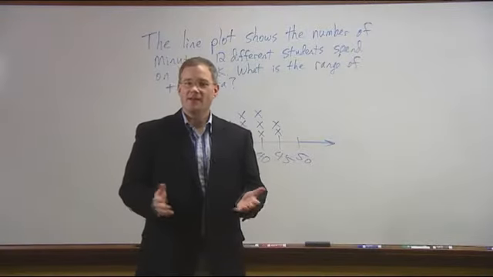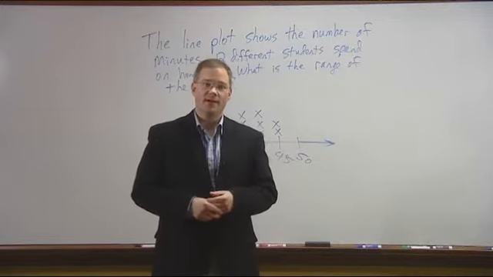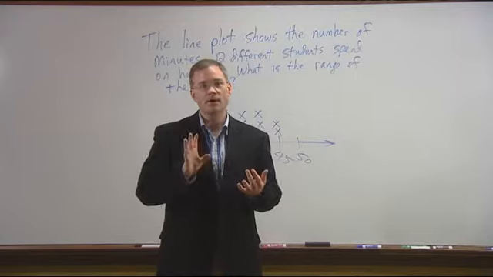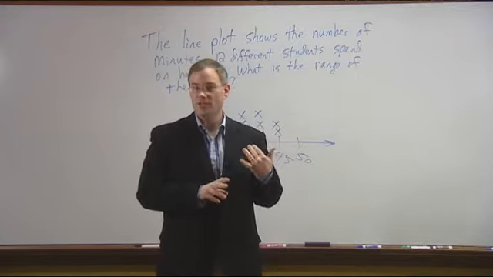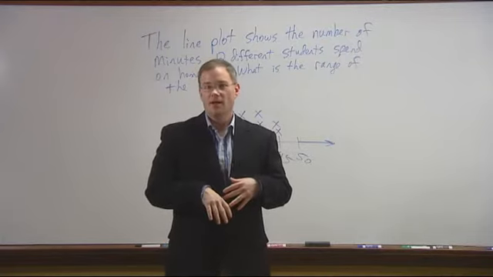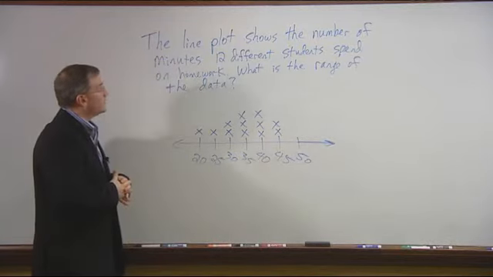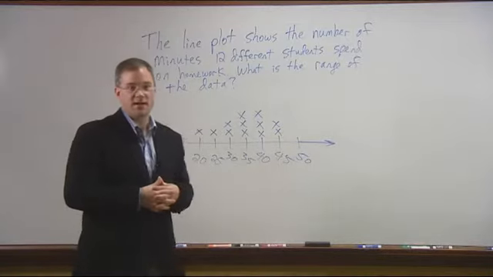Okay, in this question, we're going to look at another way to display numerical data. We've talked about stem and leaf plots, and now we're going to look at one called a line plot. The question calls it a line plot. We've also seen it often referred to as a dot plot. So let's take a look at this problem. The line plot shows the number of minutes 12 different students spend on homework. What is the range of the data?